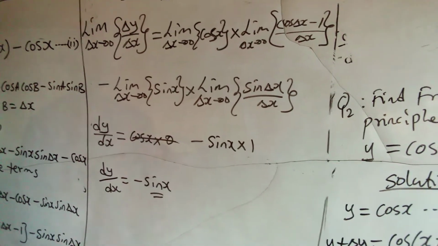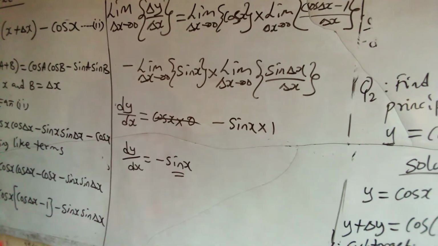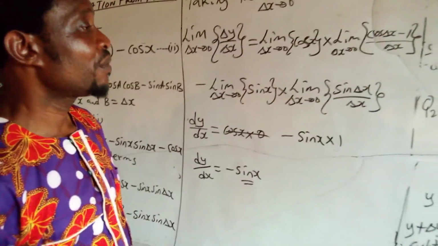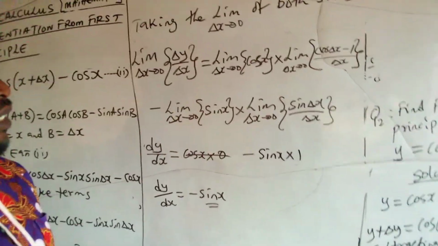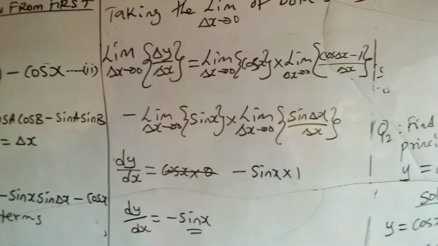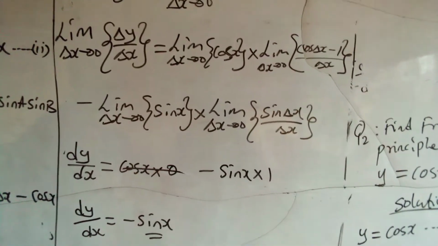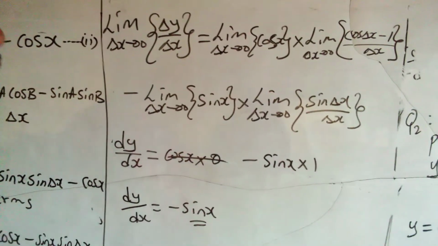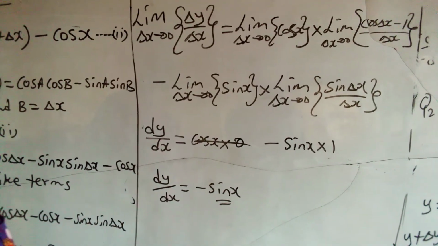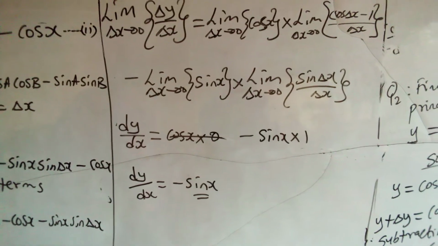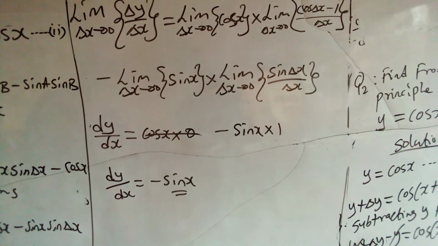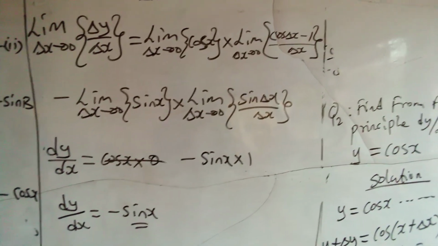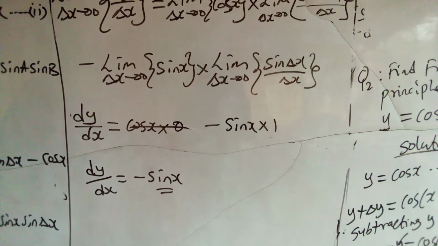So we have seen that if you differentiate sin S from first principle, you get cos S. If you differentiate cos S from first principle, you get minus sin S. Don't forget this, because when we enter general principle, we shall be making use of these two rules. So the next one will be tan S.